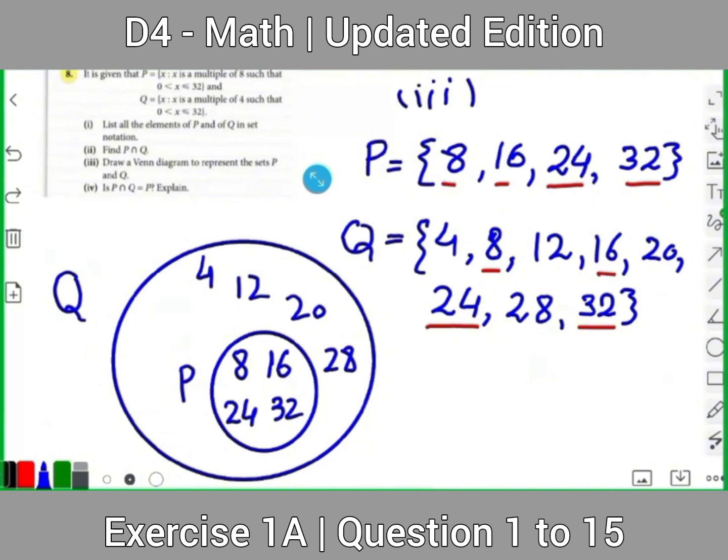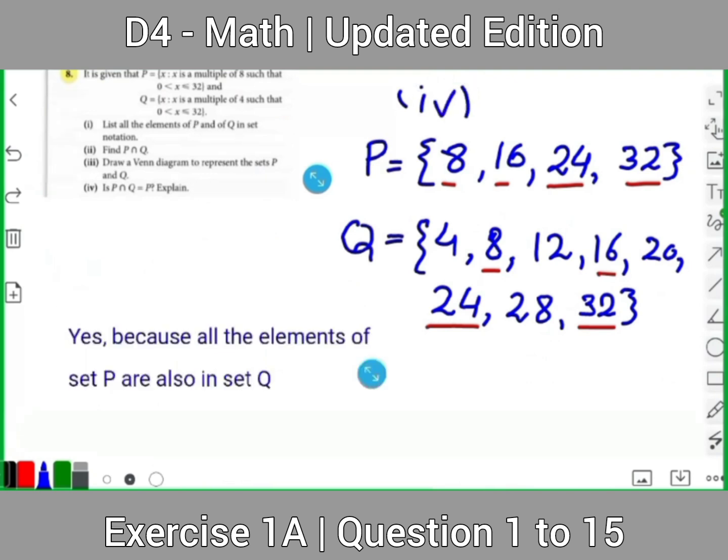Now, last but not the least, is P intersection Q equal to P? We have to explain. So here, in part 4, we have to answer the question that P intersection Q is equal to P.